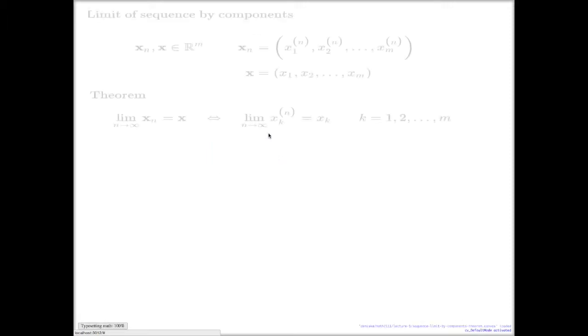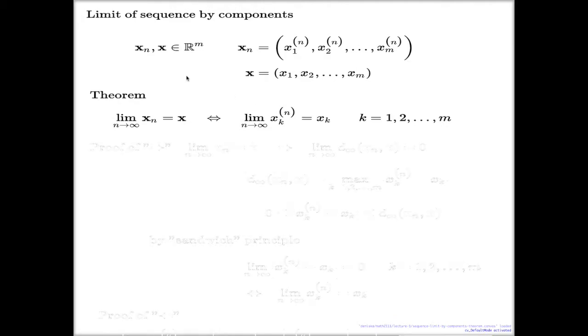Yeah, this is the one: sequence limit by components. So that's the theorem we're looking at. Again, we have two sequences. We have one sequence, xn, and the limiting point x. Each of them I gave names to components of. Here are the components of the xn sequence, and here are the components of x, the limiting point.